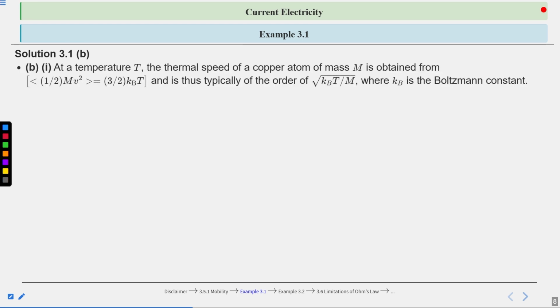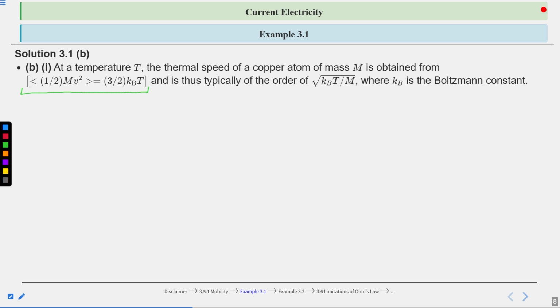So first part: at a temperature T, the thermal speed of a copper atom of mass m is obtained from this. You have studied this in kinetic theory of gases in 11th class. It is mentioned there that the average kinetic energy of an atom is always equal to 3/2 kBT.